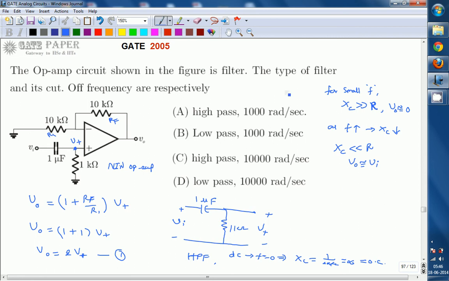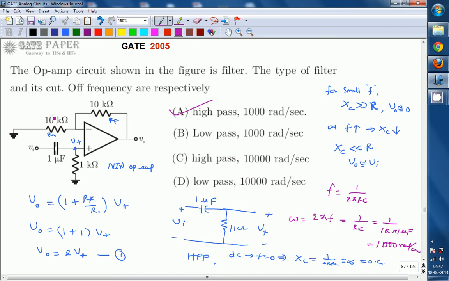So it acts as a high pass filter. And if you want to know the cutoff frequency, it is f equal to 1 by 2 pi RC. Since it is asked in radians per second, omega is 2 pi f, that is 1 by RC, that is 1 by 1k into 1 micro. So it will be 1000 radians per second. So this network acts as a high pass filter with 1000 radians per second. So the right answer for this question is A.